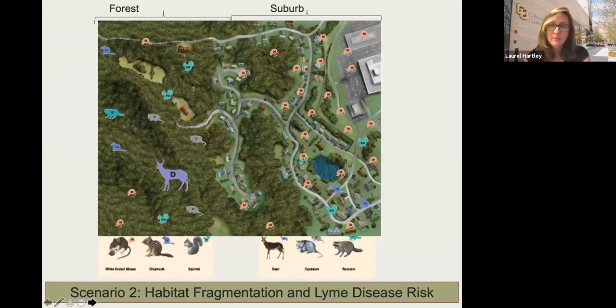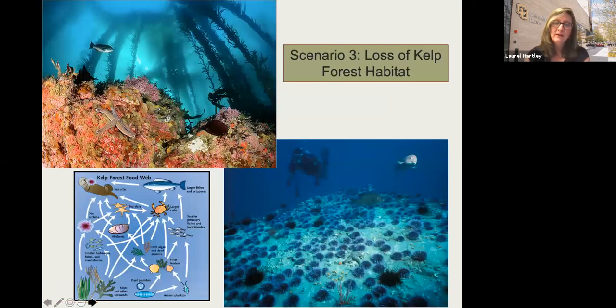Scenario 2 was about habitat fragmentation and Lyme disease risk. So with habitat fragmentation, you get urbanization and a change in community composition, which increases Lyme disease risk because the white-footed mouse is the most competent host of Lyme disease. So we showed them that scenario and asked a bunch of questions. The third scenario was about loss of kelp forest habitat in California. So we showed them pictures of a kelp forest and urchin barren and food webs and asked questions about that.